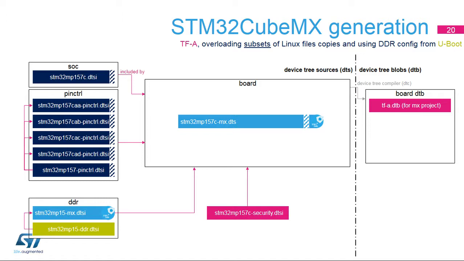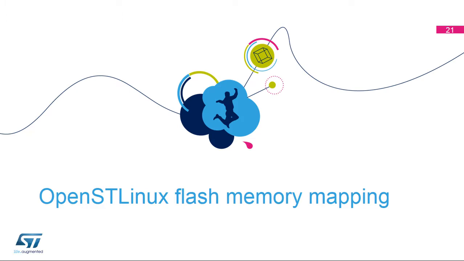STM32CubeMX generates a board DTS file for TFA that is a lighter version of the Linux board DTS file in order to save space. This file itself includes the already lighter DTSI file versions on SOC and pin CTRL sides that come with TFA. Then the same DDR configuration file generated for U-Boot is reused for TFA. To boot properly, the right boot device must be selected via the boot pins or the OTP boot source.